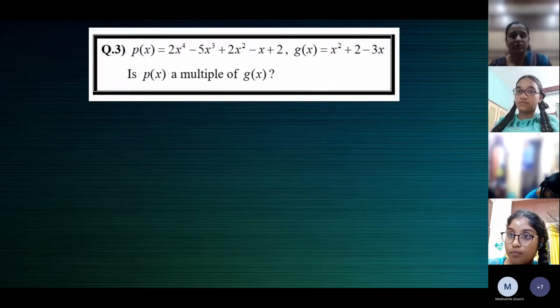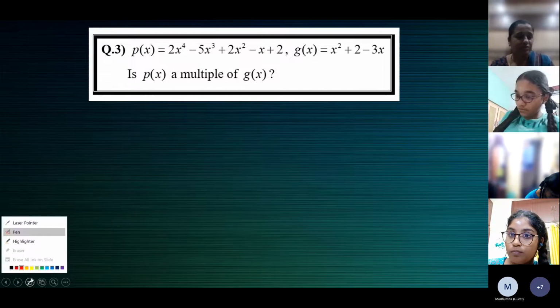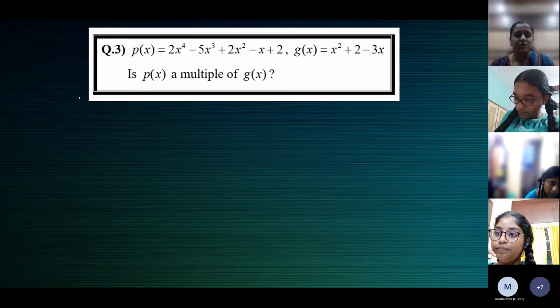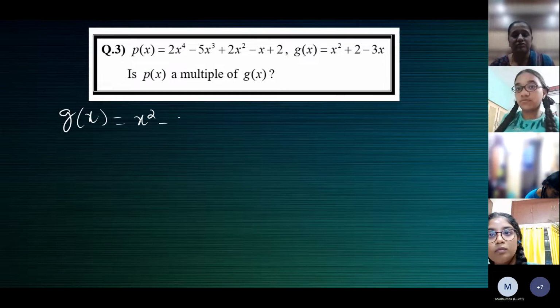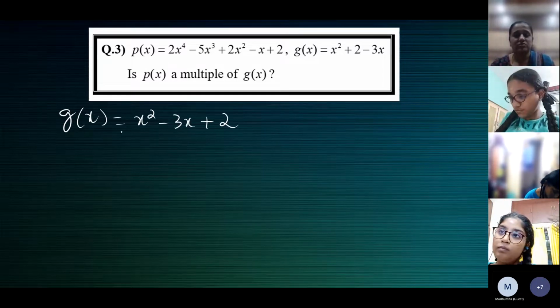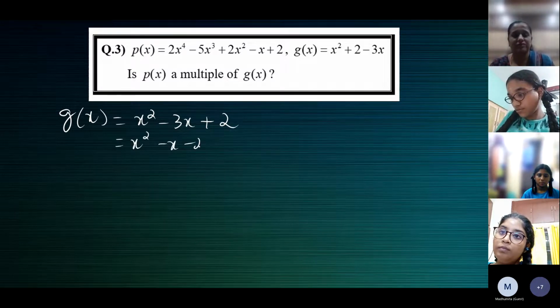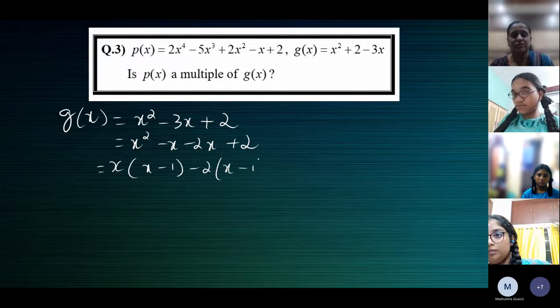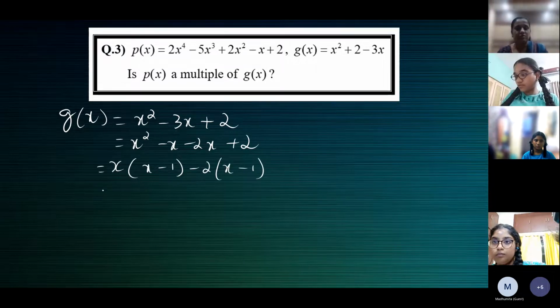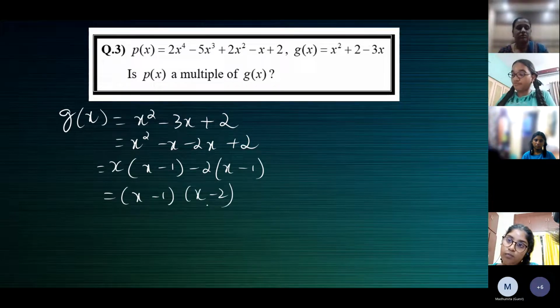As Madhumita said, we can also do this. We can split the middle term. So g of x is equal to x squared minus 3x plus 2. Split the middle term: x squared minus x minus 2x plus 2, which is x into x minus 1 minus 2 into x minus 1. So x minus 1 into x minus 2.